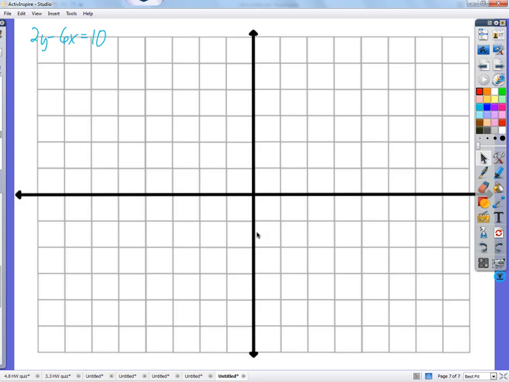So to get started, what we're going to do is find some solutions to this equation, and we're going to graph those solutions on this coordinate plane. So, did anyone find a solution to this equation? Feel free to do it any way you want. Find a solution to this equation.